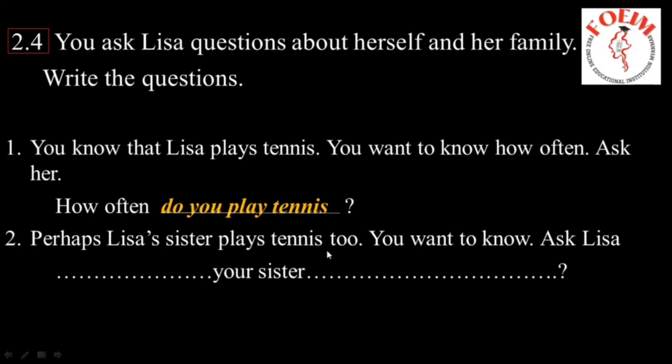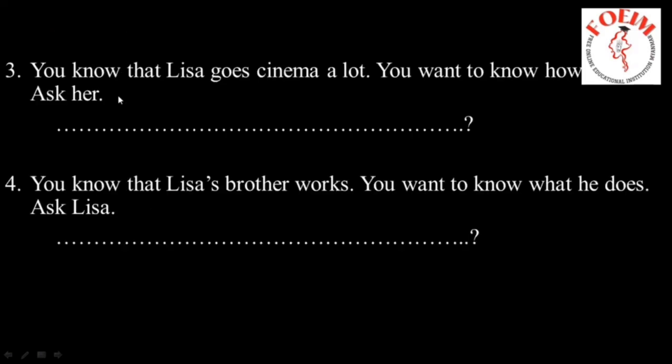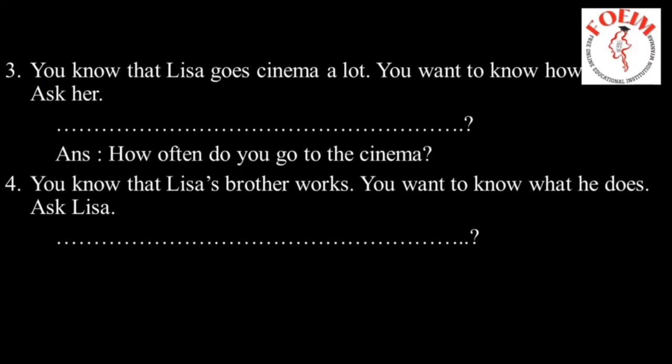Number 2: perhaps Lisa's sister plays tennis too. You want to know, so ask Lisa. The answer is: does your sister play tennis? The subject is your sister, so we use does, and we don't add s to play, because in questions we use the original verb. The next one: you know that Lisa goes to the cinema a lot. You want to know how often. How often do you go to the cinema?